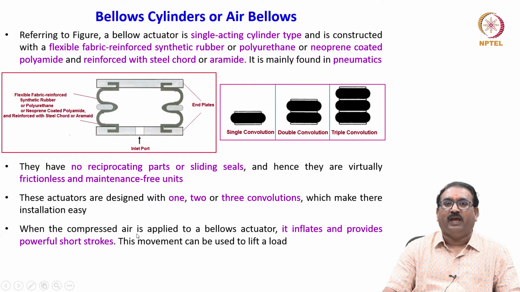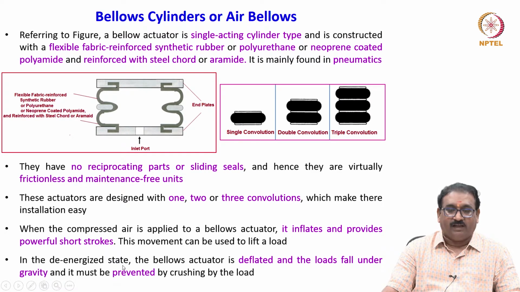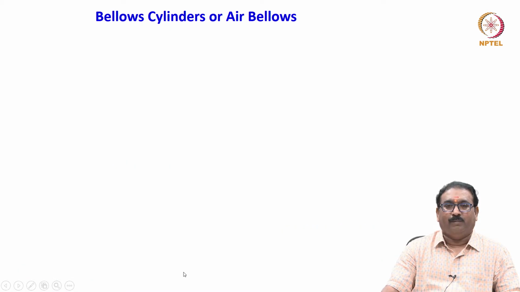When the compressed air is applied to the bellows actuator, it inflates and provides a powerful, very short stroke. This movement can be used to lift the load. In the de-energized state, the bellows actuator is deflated and the load falls under gravity, and hence it must be prevented by crushing the load. Because it is crushed by the load, it will fall on it.